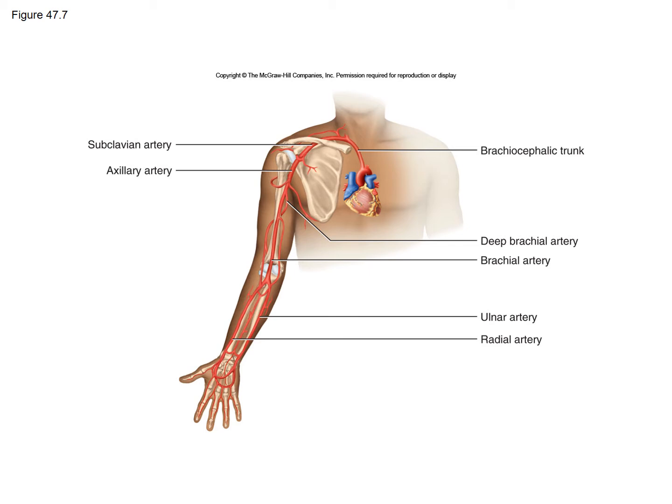Again, this is the aorta, and this is the brachiocephalic, and this is the subclavian artery. From the subclavian artery, you're getting the axillary artery here.